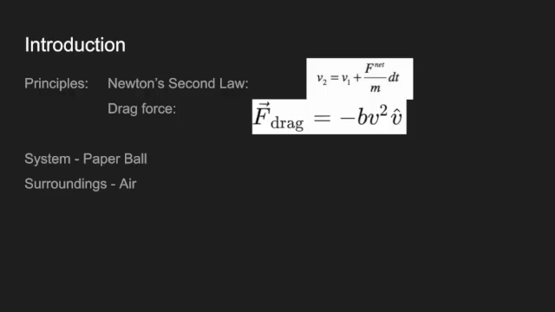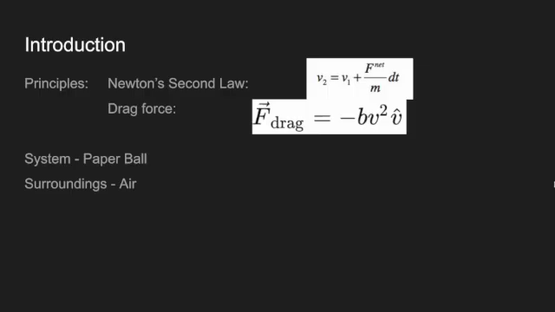The main physics principles covered in this lab are Newton's second law of motion, seen here, where the final velocity is equal to the initial velocity plus the net force over the mass times delta t. Within the net force is included the force of drag. This means that in this lab we are modeling F net as just the force of gravity, and F net as the force of gravity plus the force of drag.